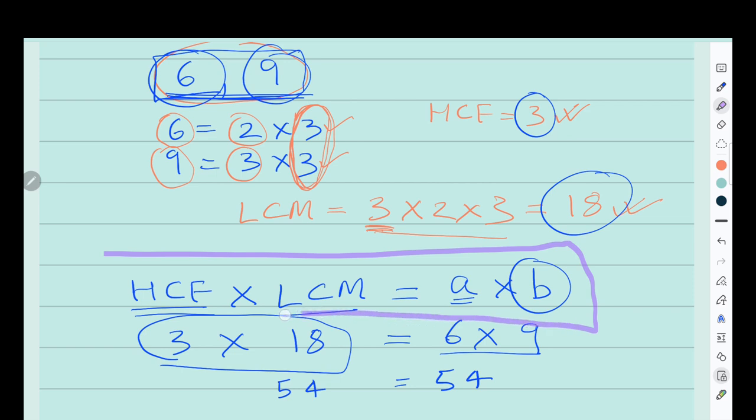So please remember this formula. HCF, highest common factor of any two numbers, multiplied by LCM will be equal to the multiplication of those two numbers. It is true only for two numbers, okay?